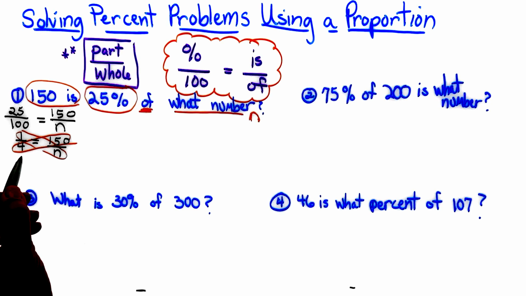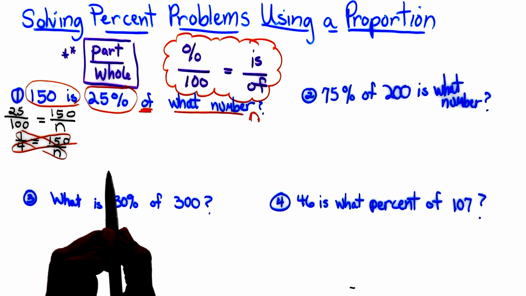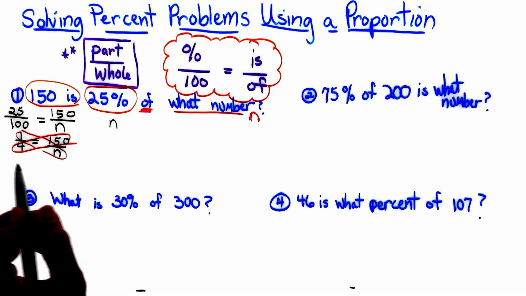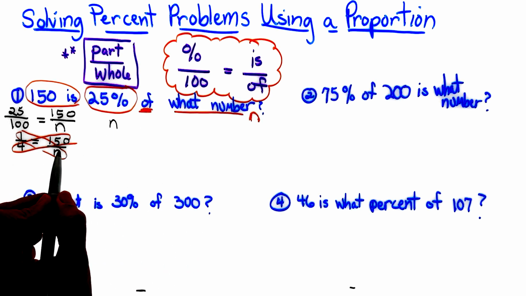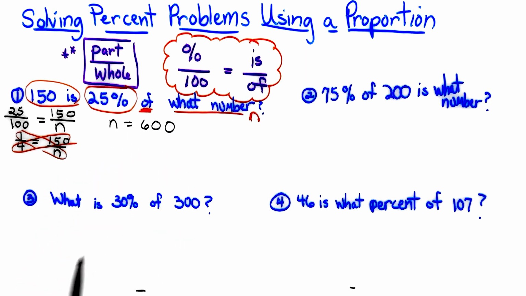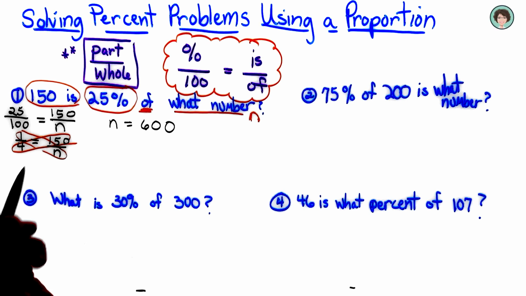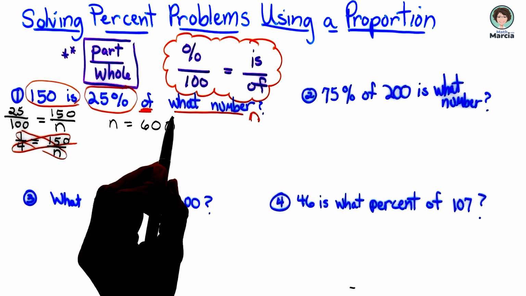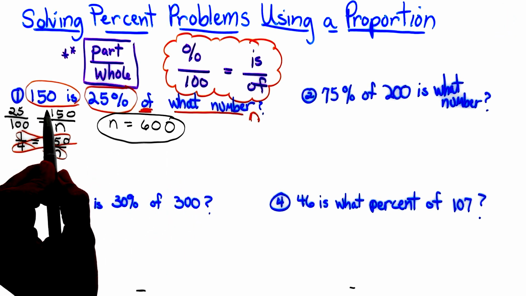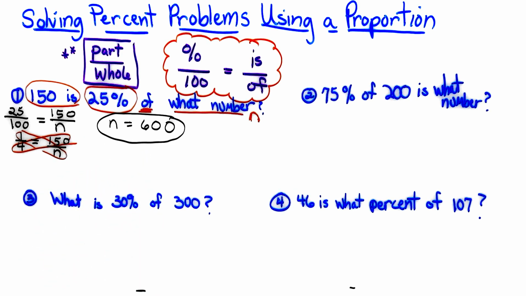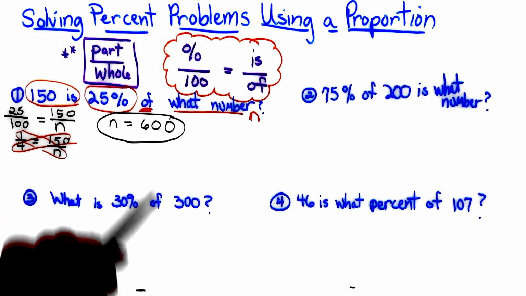So we go ahead and we get, I'm going to write this over here to make sure that we have enough room. 1 times n is n, and that's a 1n, and 4 times 150 is equal to 600. So actually our number, just by doing our cross products, here is our answer. So when we're looking at this, 150 is 25% of the big number 600. And if you multiplied 150 times our 4, you do get 600.